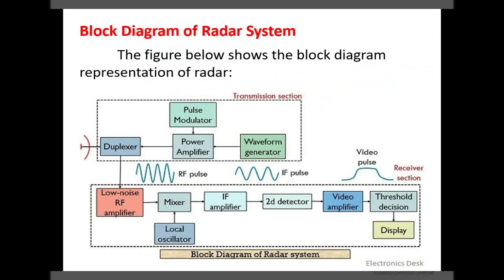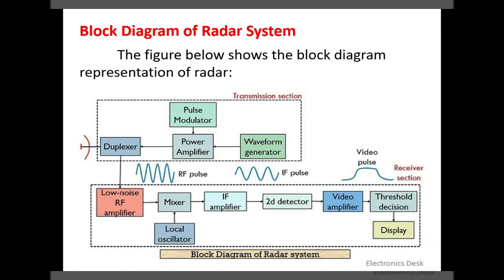Welcome, friends. In my series of lectures on radar engineering, today we are going to see the block diagram of a radar system. The figure below shows the block diagram or representation of a radar. Basically, this radar block diagram is divided into two sections. The first one is the transmission section, and the other one is the receiver section.